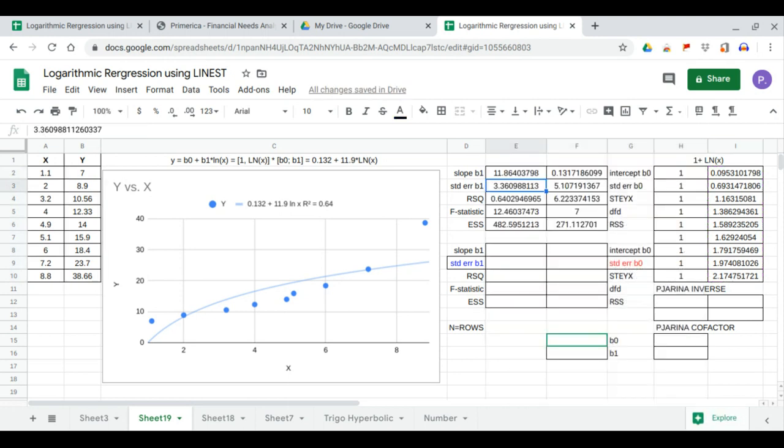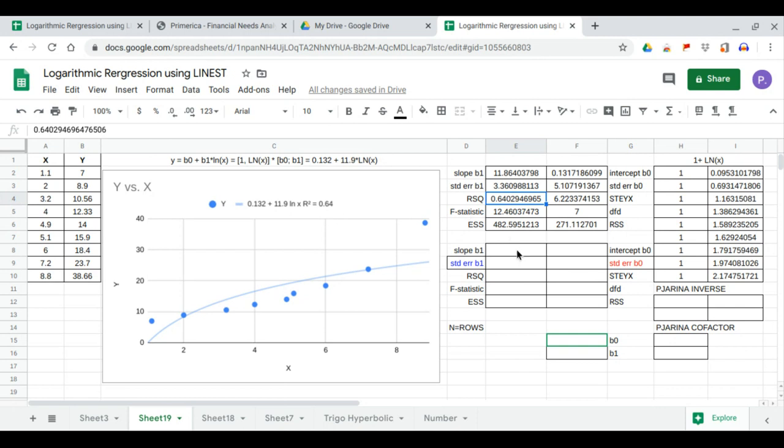Here you have 10 outputs, and you'll notice the value b1 is 11.64, and it is 11.9 rounded off. The value of b0 is 0.1317, and it is rounded off as 0.132. The value of r squared is 0.64029, and r squared here is 0.64. We will use the matrix.